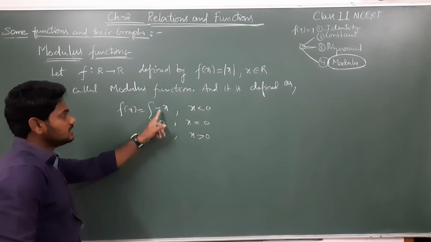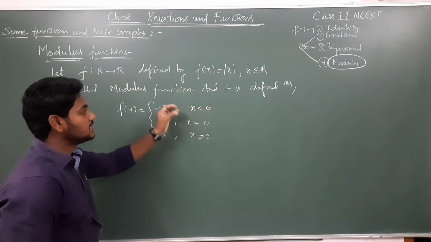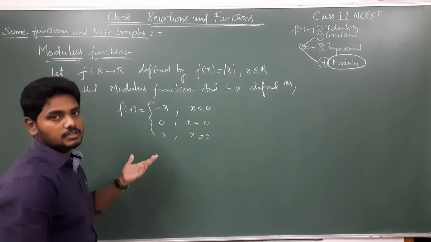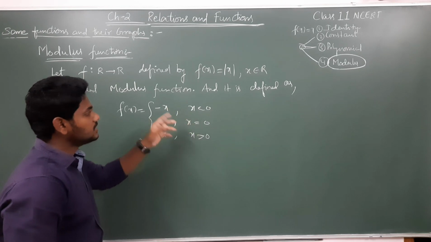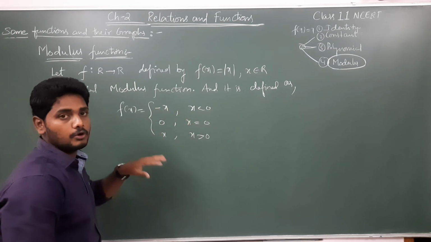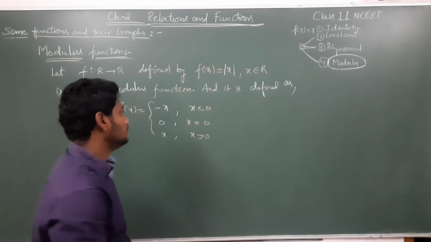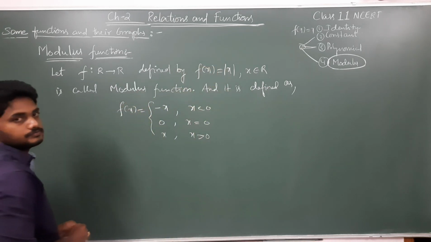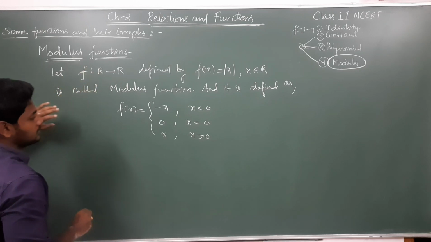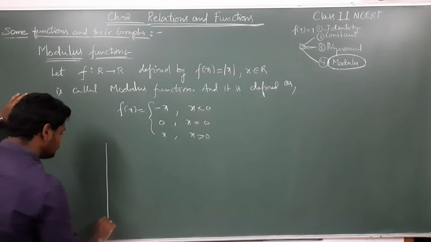I think you have understood this. Why minus x? Because less than 0 means negative, and negative of negative becomes positive again. That means whatever you substitute in that function always gives a positive value. So this is the definition, the statement of the modulus function. Now we will draw the graph.